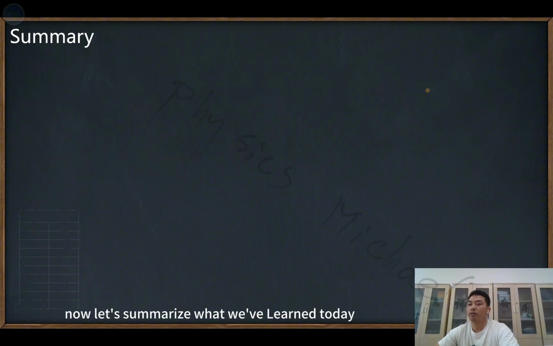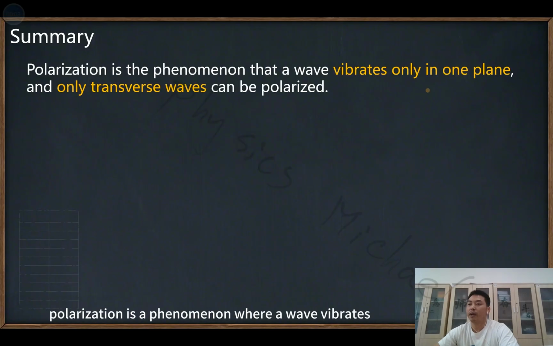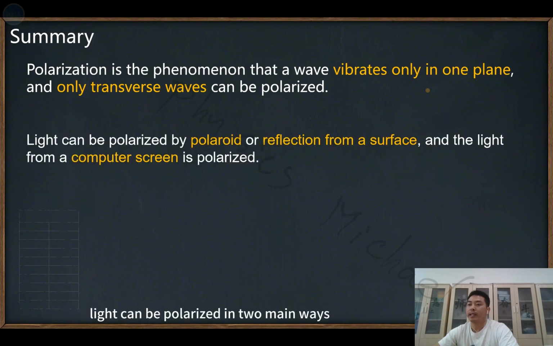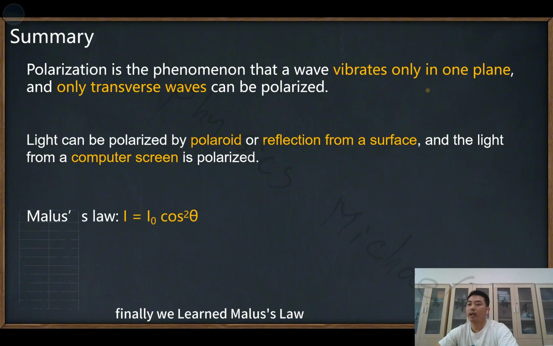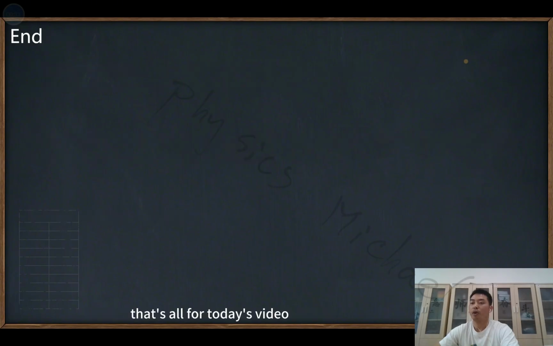Now let's summarize what we've learned today. Polarization is a phenomenon where a wave vibrates only in one plane. Remember, only transverse waves can be polarized. Light can be polarized in two main ways, using a Polaroid filter, or by reflection from a surface. And as we saw, even your computer screen produces polarized light. Finally, we learned Malus's law, I equals I0 times cosine squared theta, which helps us calculate the intensity of polarized light. That's all for today's video.